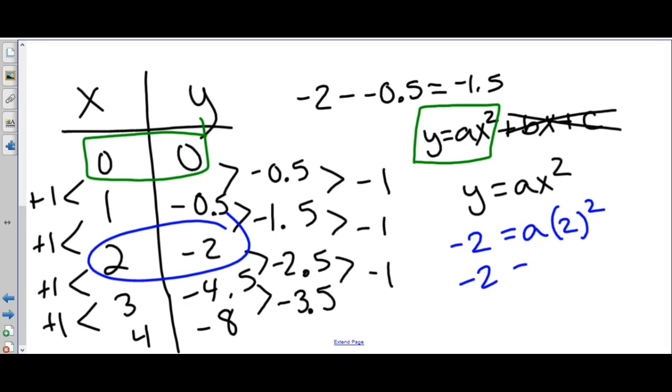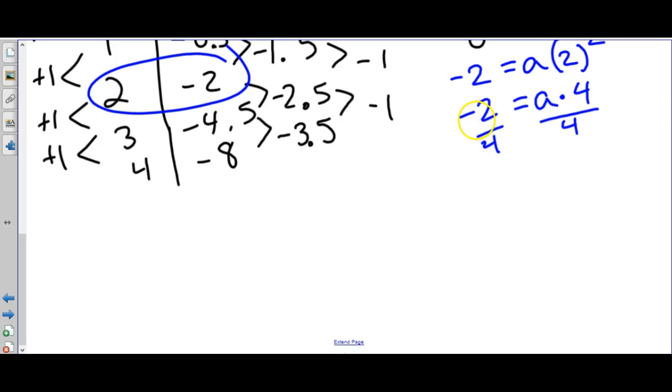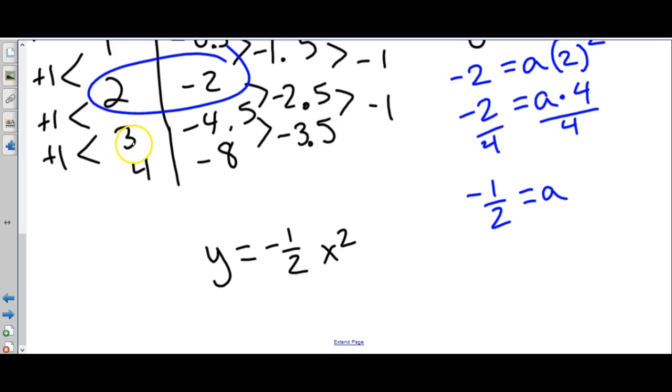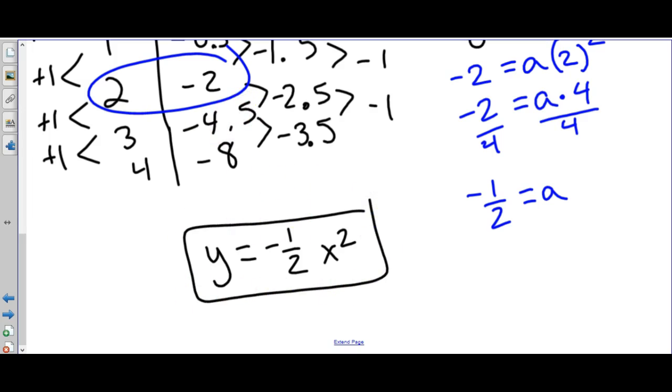2 squared is 4. Divide both sides by 4. Negative 2 divided by 4 I can simplify. That would reduce to negative 1/2, because negative 2 can divide by 2 and make negative 1, and 4 can divide by 2 and make 2. So we have a equals negative 1/2, and now we can write out the equation as y equals negative 1/2 x squared. If you're unsure if you did it correctly or not, you could check your work. You could plug in a point and see if it comes out with the correct y value. But you do not have to check your work if you do not want to.